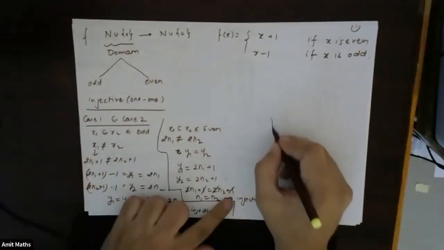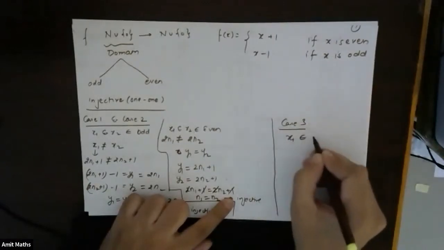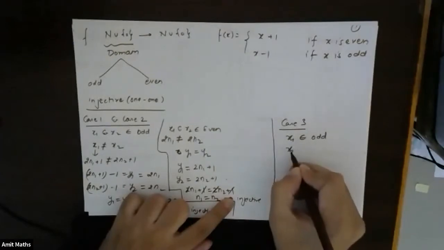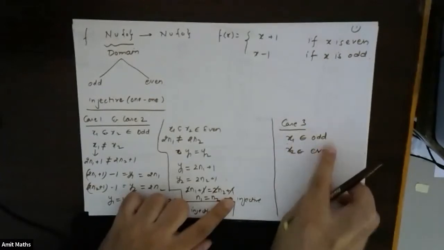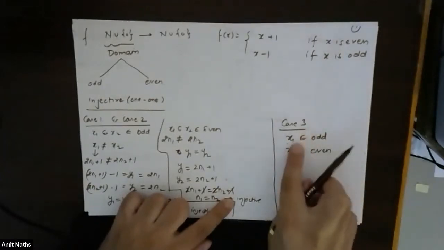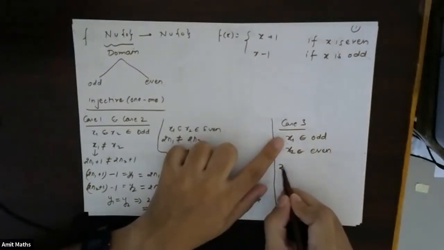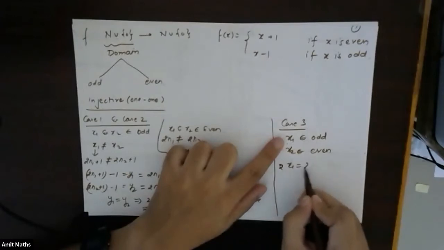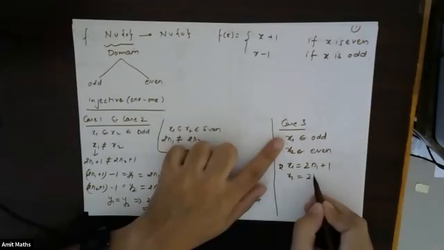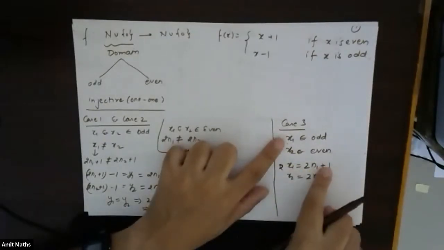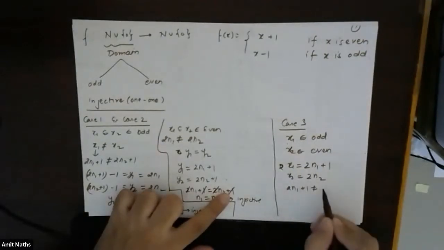Now the third case was when x1 belongs to odd and x2 belongs to even. I can write x1 as 2n1 plus 1 and x2 as 2n2, because x2 is even. So 2n1 plus 1 and 2n2, where 2n1 plus 1 is not equal to 2n2.